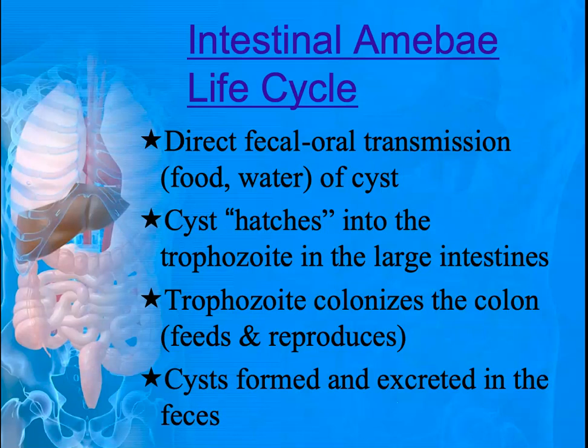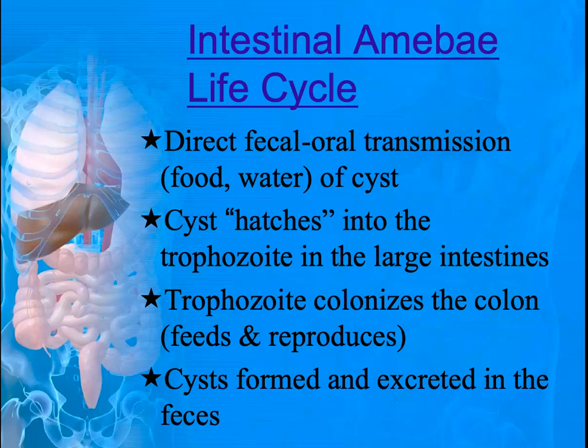So once we ingest a cyst, the cyst will, quote-unquote, hatch into the trophozoite form in the large intestines. This is properly termed excystation. The trophozoite will colonize the colon where it feeds on our foodstuffs, and it's able to reproduce fairly rapidly.